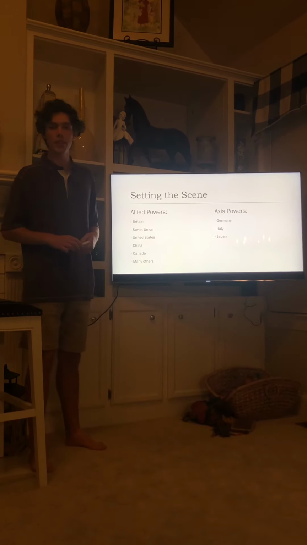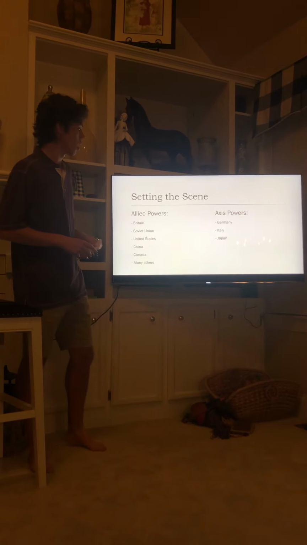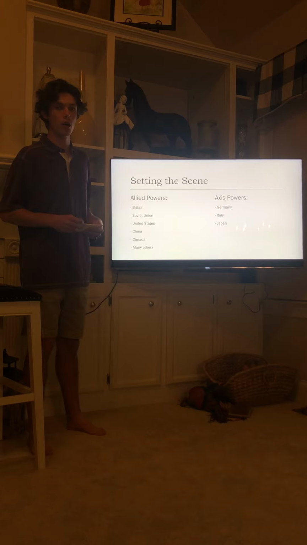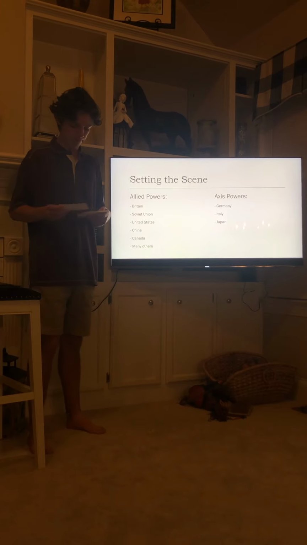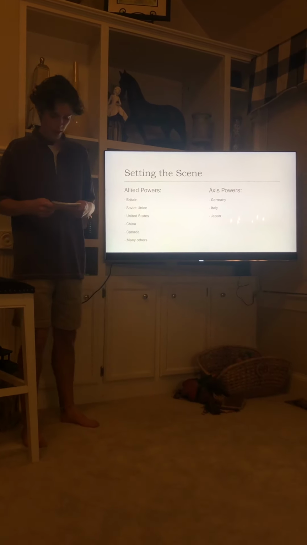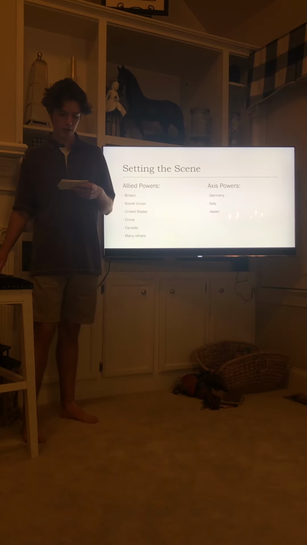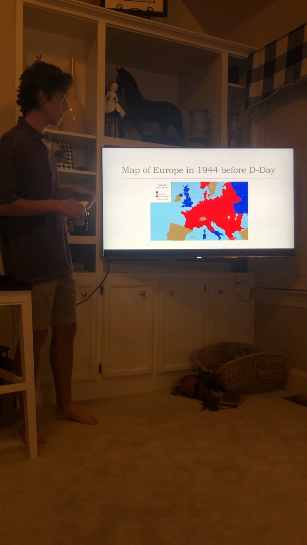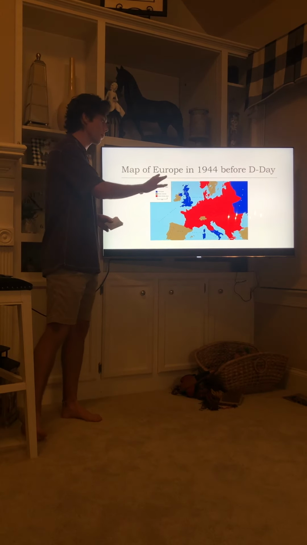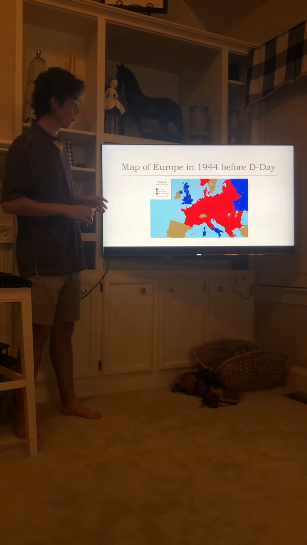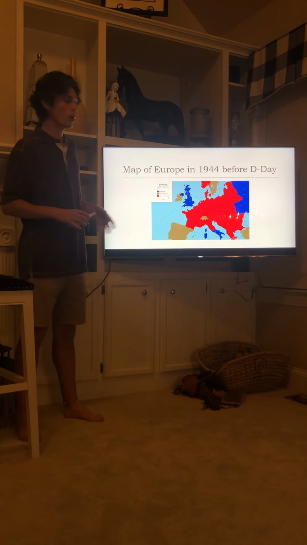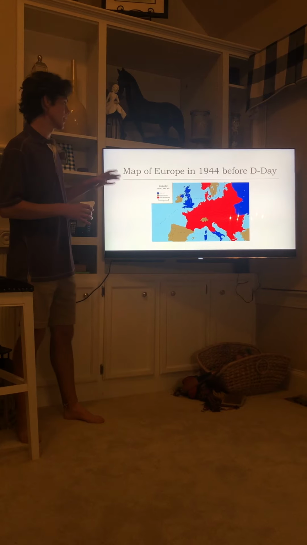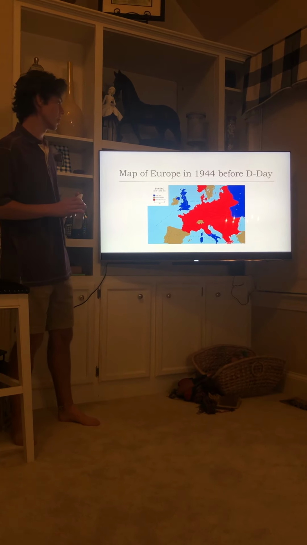For the sake of today's presentation, I'm going to focus mainly on Germany's role in World War II due to the fact of their involvement with the D-Day invasion. Now, at this point in the war, Axis powers, mainly Germany, had dominated Europe, as you can see in this map. On the eastern side, you have the Soviet Union, and over here in the west, you have Great Britain, and anything in blue was occupied by Allied nations at this point in 1944, right before the D-Day invasion occurred.